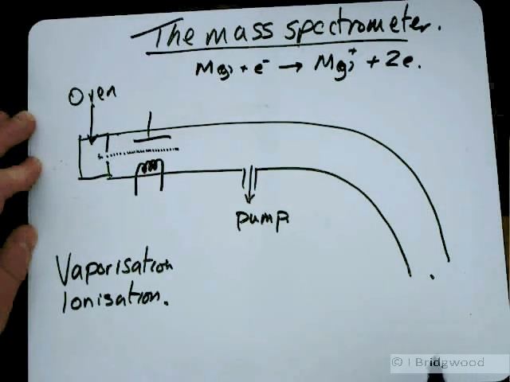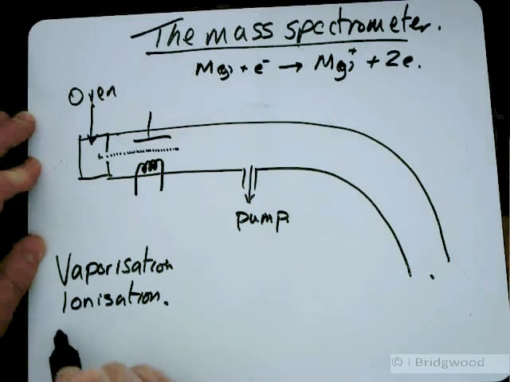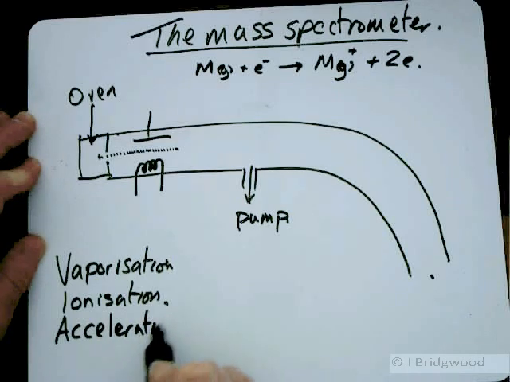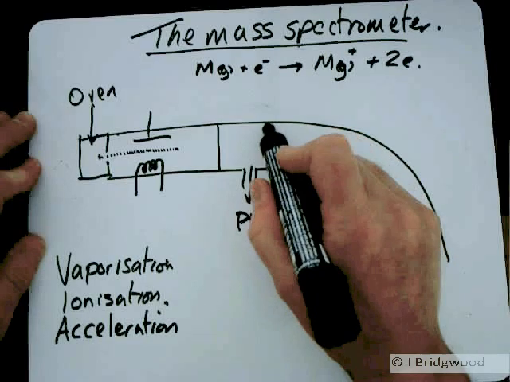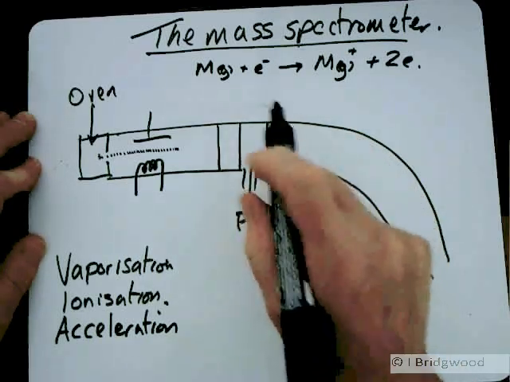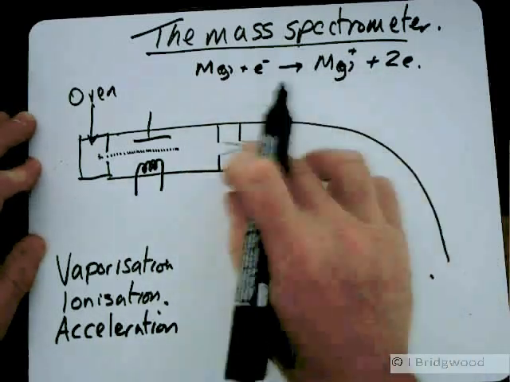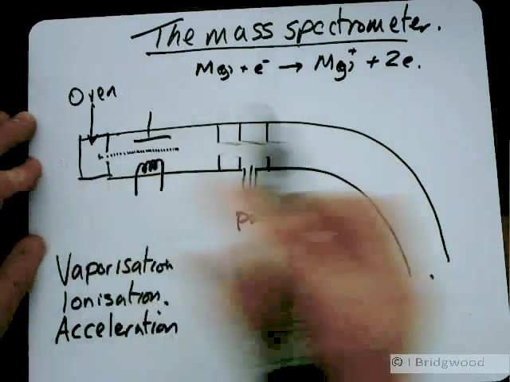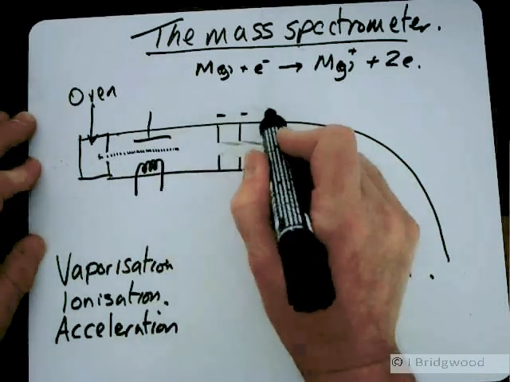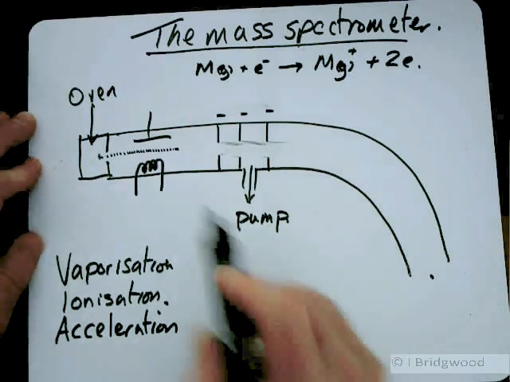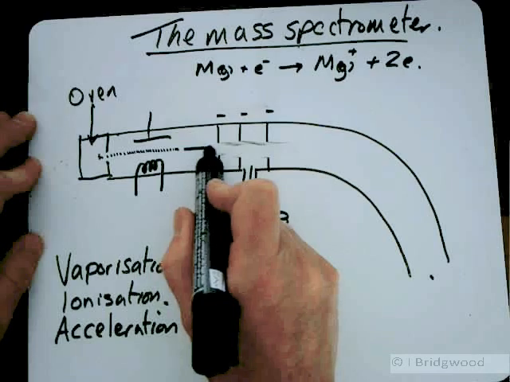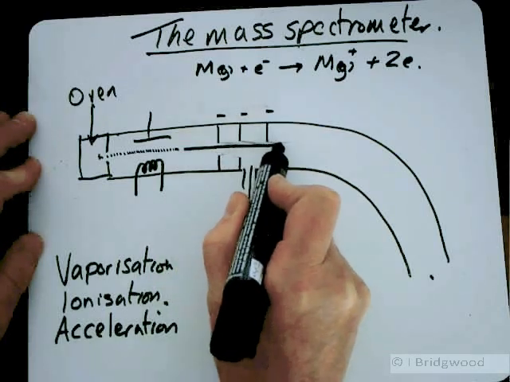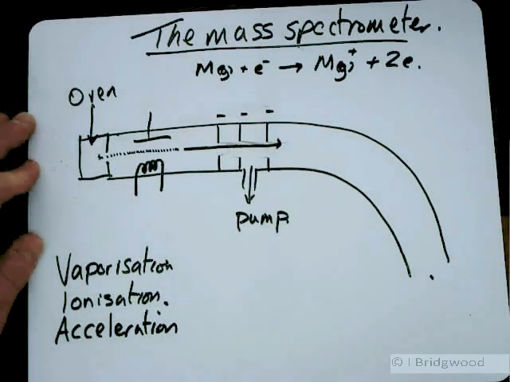The way that we manipulate them first is to accelerate them through a series of charged plates. And these of course will be negatively charged plates. So our particles, being positively charged and seeing the negative charge, will be accelerated through and also focused into a fine beam.